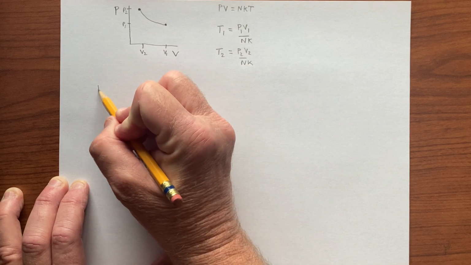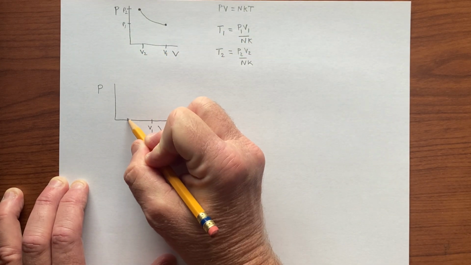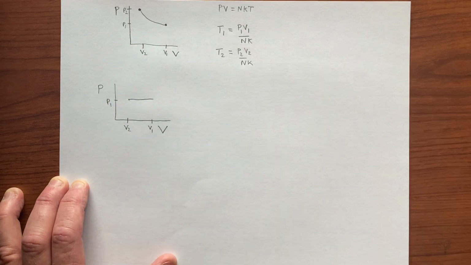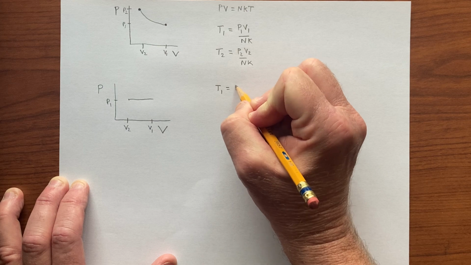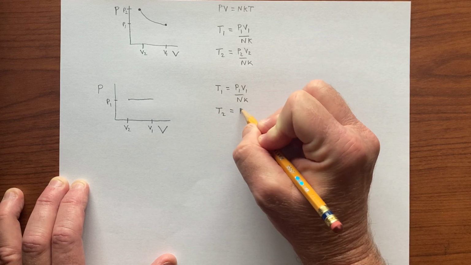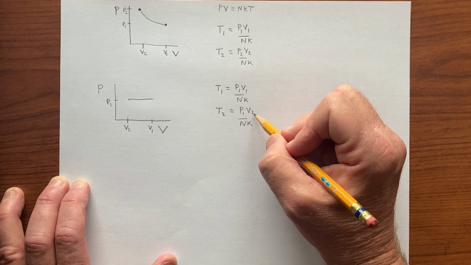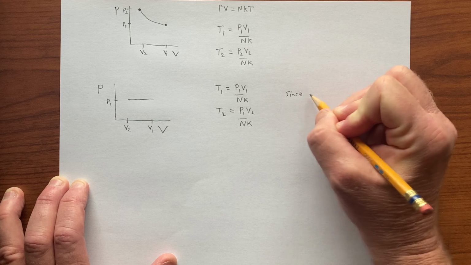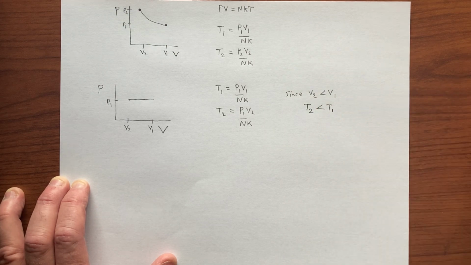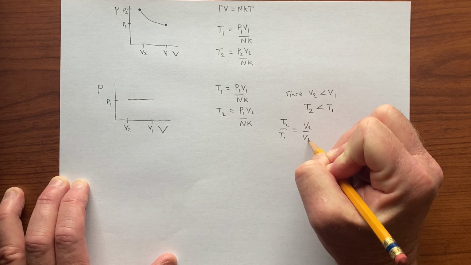If we have a process, we also looked at a process where the volume decreased from V1 to V2, but we did so at constant pressure, something like that. So the pressure is always P1. In this case, we have a temperature T1 given by that, and a temperature T2, which changes because of this, right? And so we can say that since V2 is less than V1, we have that T2 must be less than T1, right? So T2 over T1 is equal to V2 over V1.